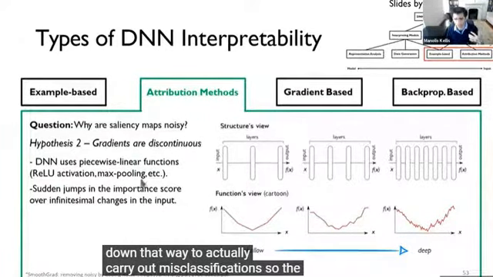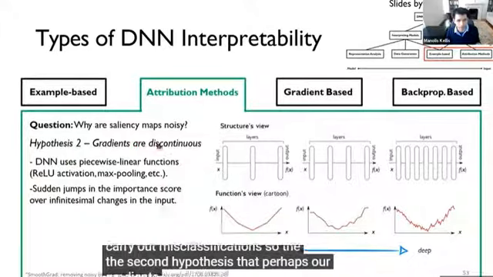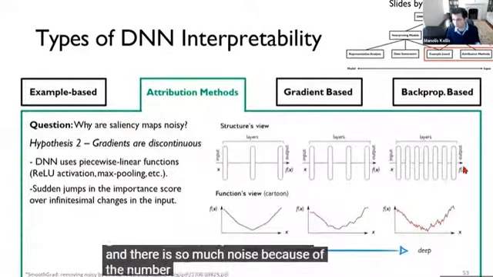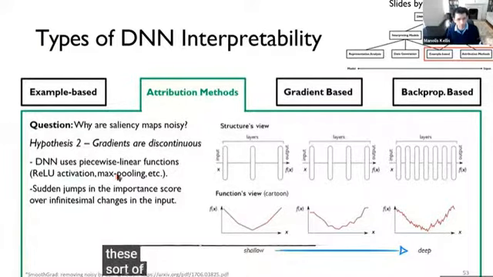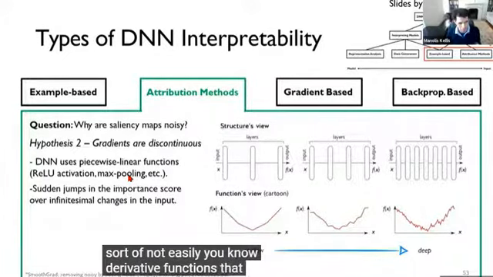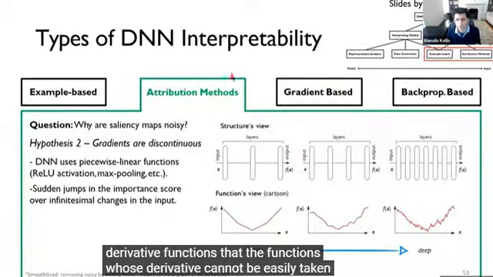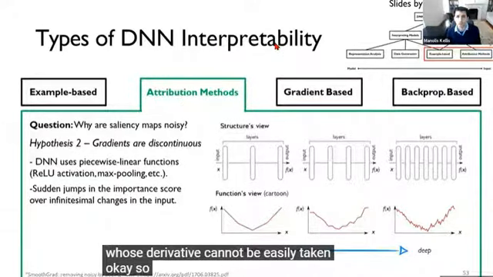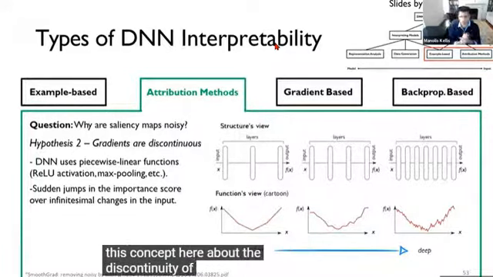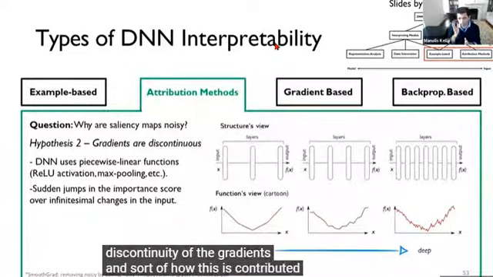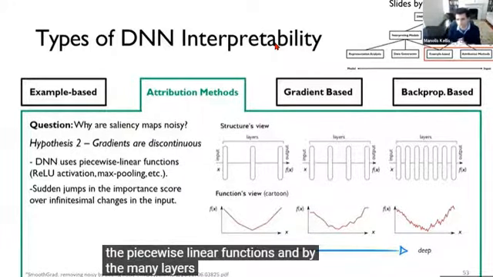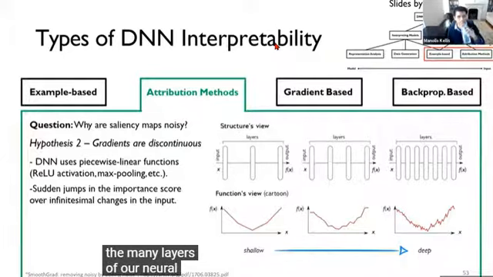So the second hypothesis is that perhaps our gradients are actually discontinuous, and there's so much noise because of the number of layers and because of these functions whose derivative cannot be easily taken. Okay. So let's see who's with me on this concept here about the discontinuity of the gradients and how this is contributed to by both the piecewise linear functions and by the many layers of our neural network.